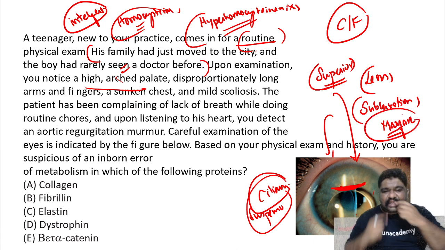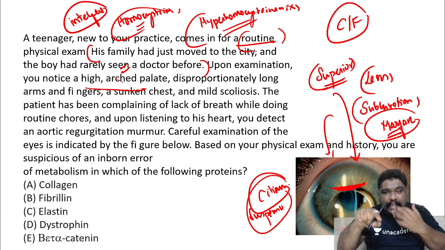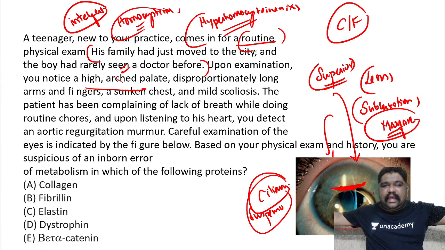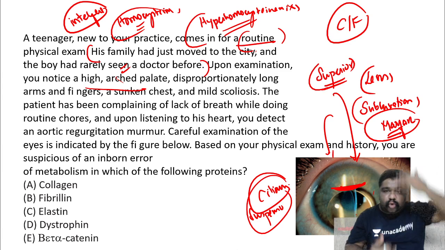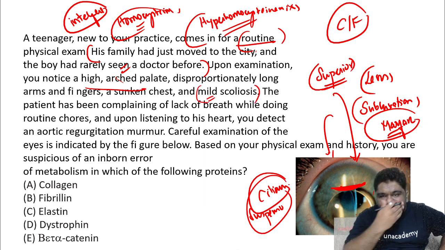High arched palate inside your oral cavity. The palate can become highly arched, with disproportionately long arms and fingers. The total arm span will be longer than your total body height. There can be mild scoliosis because of the poor backbone development.